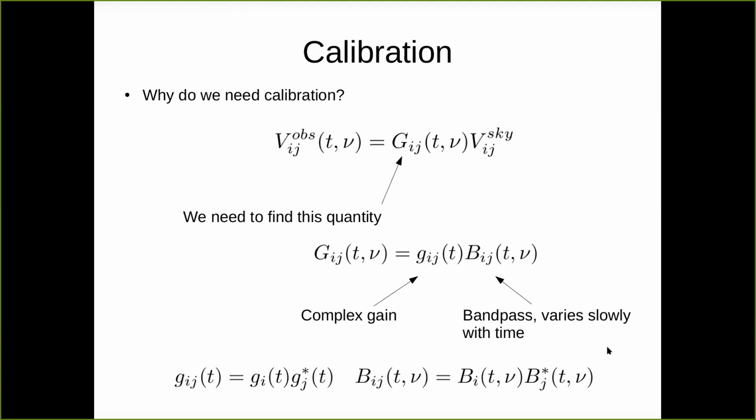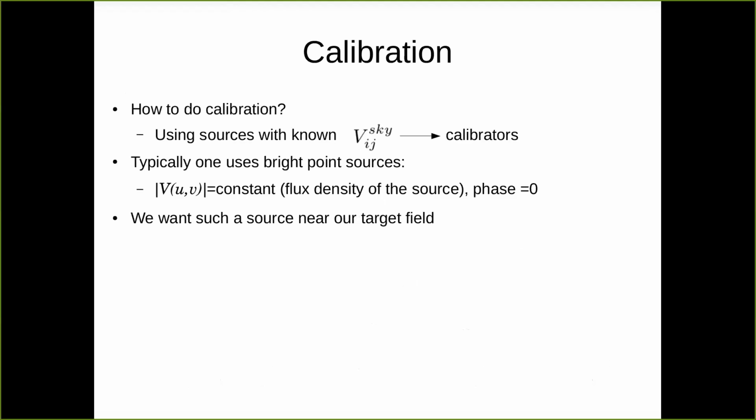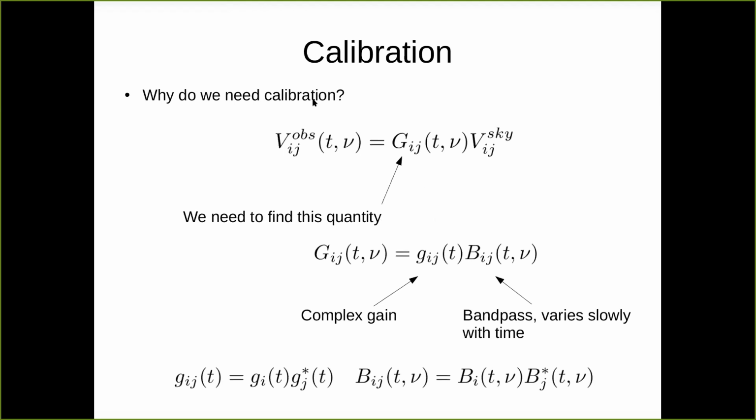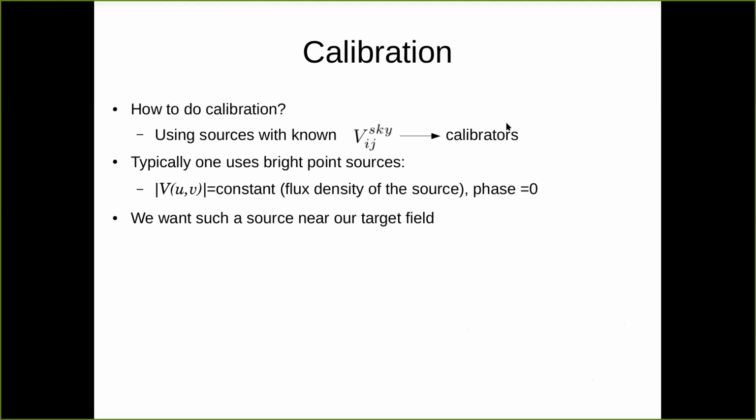You have already heard the term calibrators, but here I'm going to tell you what calibrators are. If you have this equation, how will you find this quantity? You need some sources for which you know the true visibility. Such sources are called calibrators. The typical calibrators used are bright point sources. For point sources, the visibility is constant in the UV plane, equal to the flux density of the source, and the phase is zero.